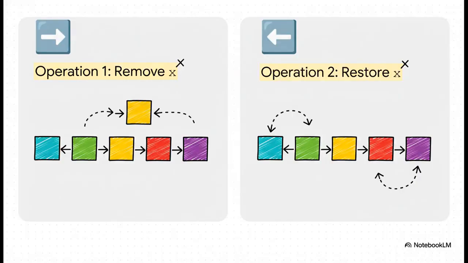It's so simple, it's brilliant. In what's called a doubly linked list, every item has a pointer to what's before it and what's after it. To remove an item, you just tell its neighbors, hey, point to each other now and just skip me. But here's the magic. Look at the second operation. The item you removed still remembers who its old neighbors were. So to put it back, you just tell them, hey, point back to me. The restore operation is a perfect mathematical inverse of the remove operation. No backup needed at all.